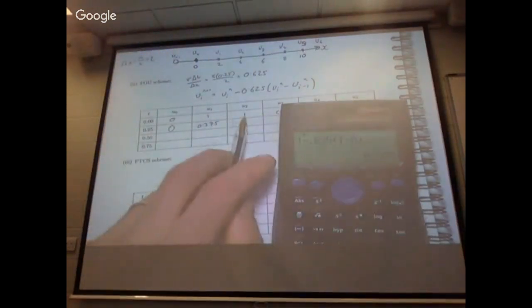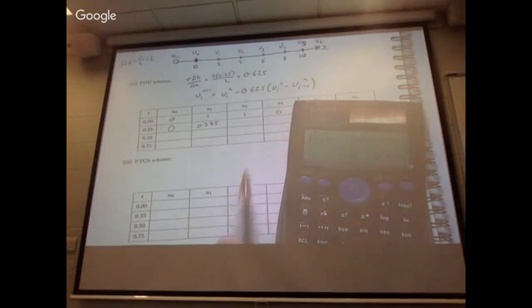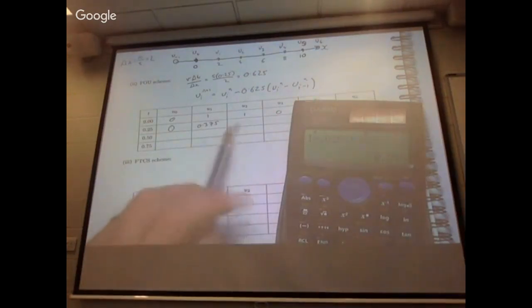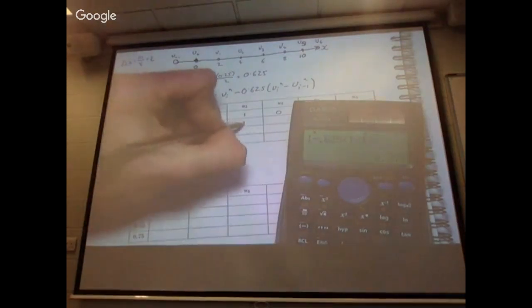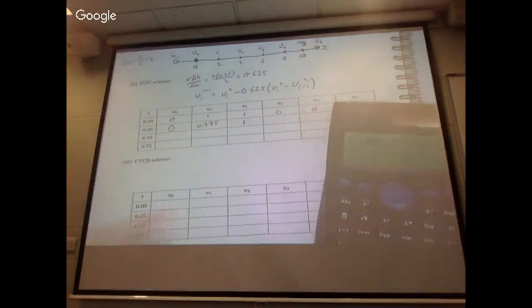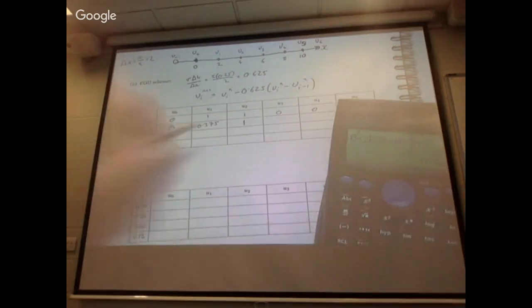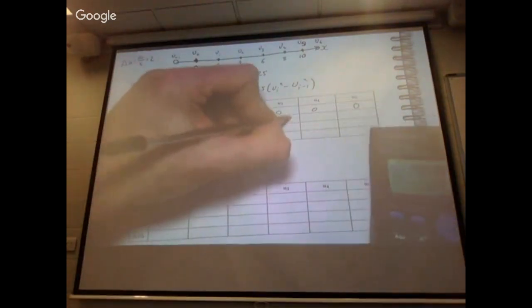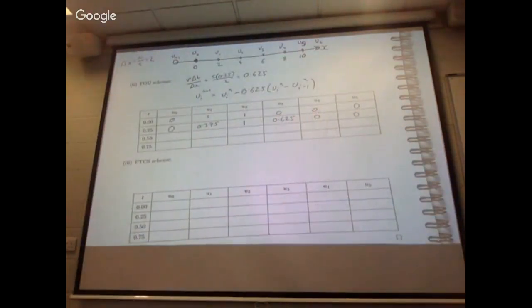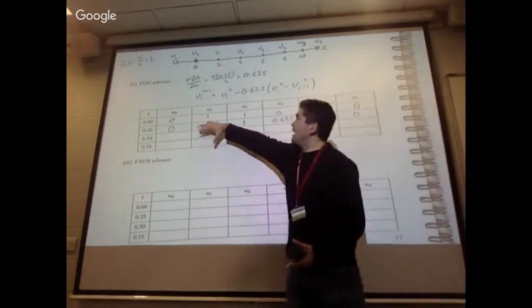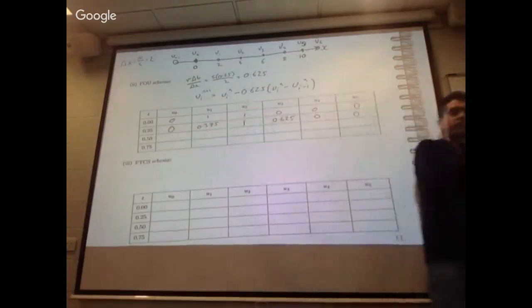Do the same for this one. 1 minus 0.625 times 1 minus 1. So it's that value minus that value, and that's obviously 1. And do the same for this one. So 0 minus 0.625 times 0 minus 1 gives 0.625. And the other is going to be 0 because you just get 0 minus 0. So after one time step, you can see our pollutant is starting to move downstream.